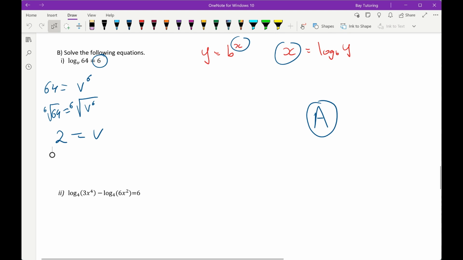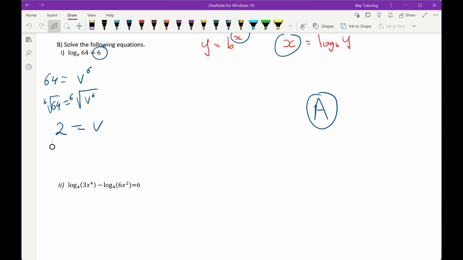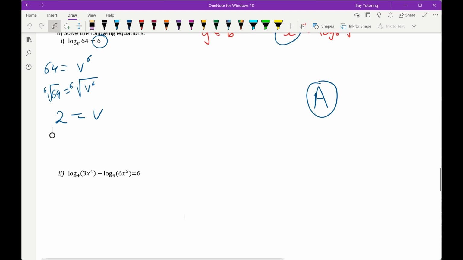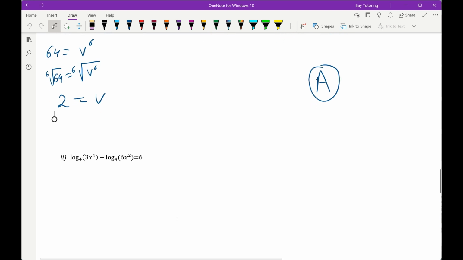And you'll also notice that in the previous one, I didn't use brackets around the 64. In this one I have. That was just to show you that you don't have to. It's sometimes a good idea to, so you know what the argument in the log function is, but it's not essential.